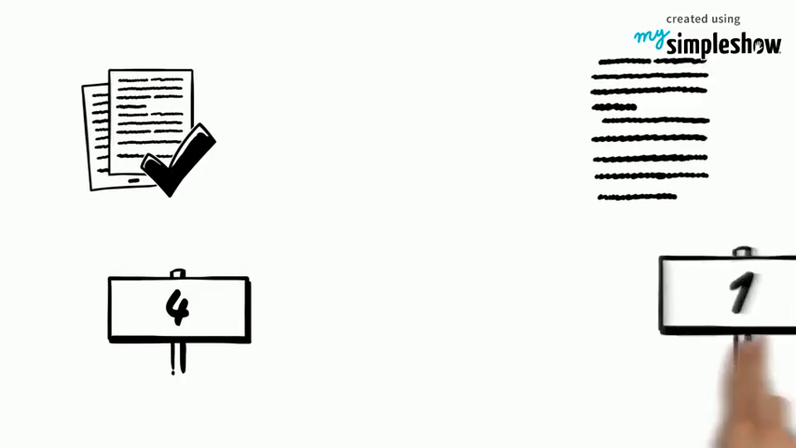Brief means short. A good rule of thumb is that a summary should be no more than a quarter of the length of the text you are summarizing. So, if you have a 4-page text, your summary should be no longer than 1 page.